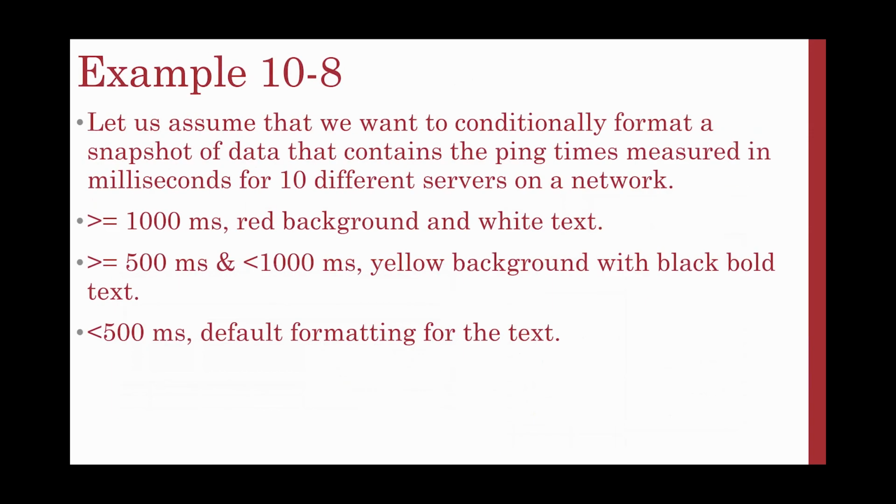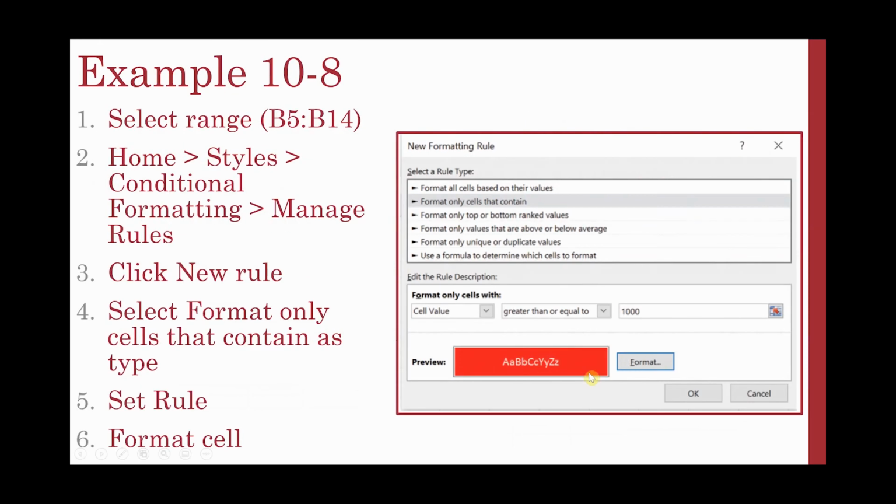So say we want to color some data that has ping times for cell phones, if it's in 10 different servers in a network. If it is greater than or equal to 100 milliseconds, this is greater than or equal to in Excel. We're going to go into that next week when we go over logic. I want it to be a red background with white text. If it's greater than or equal to 500 and less than 1,000, I want it yellow with black bold text. And if it's less than 500, I want it to default formatting of the text.